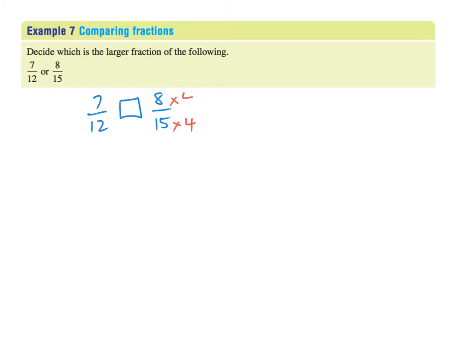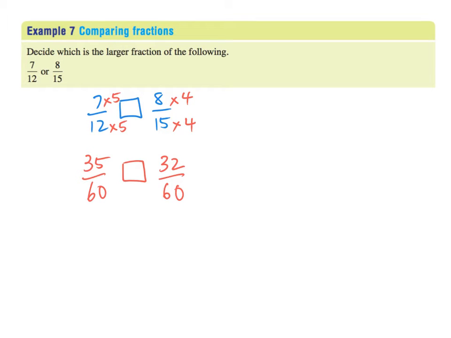And then we do the same with this fraction, with the numerator as well. If we take 12, well, I know 12 times 5 is 60. Multiplying that by 5 as well. After considering all of that, we then have 35 over 60. And we have 32 over 60.